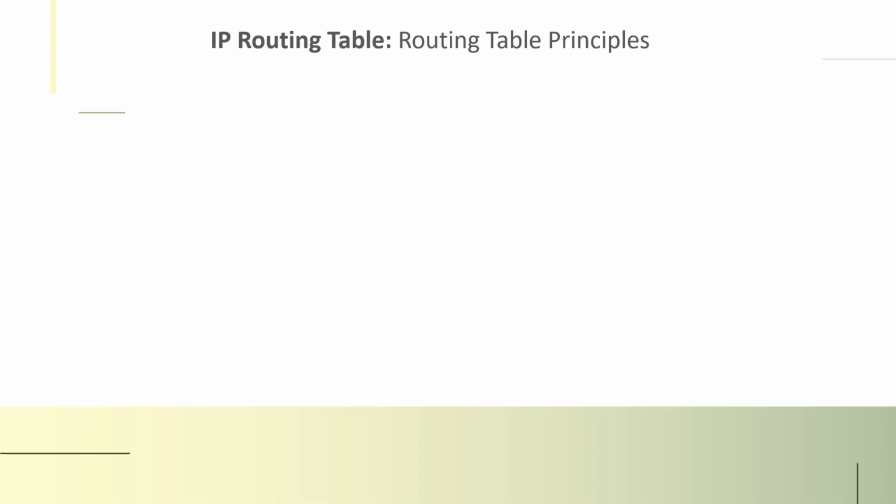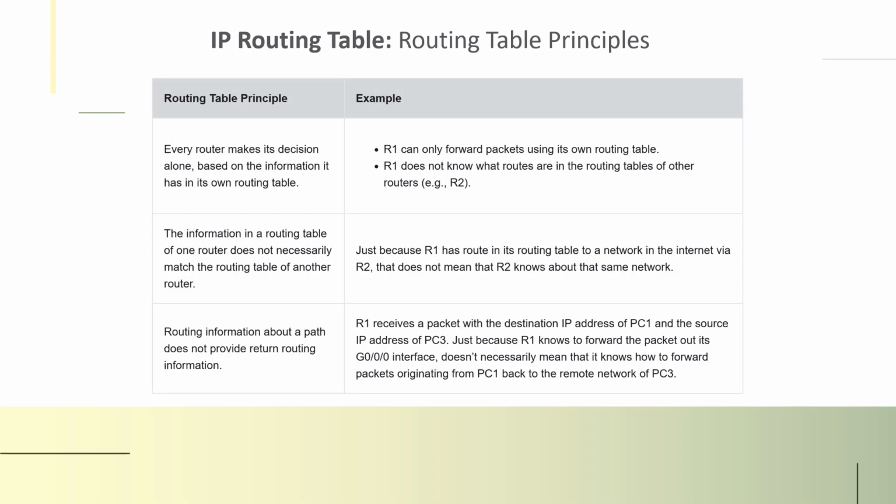There are 3 routing table principles that are described here in this table. These are issues that are addressed by the proper configuration of a dynamic routing protocol or static routes on all the routers between the source and the destination device. So here are listed the principles and their explanations. And here in this case we are referring to the network that we had listed in the slide before.